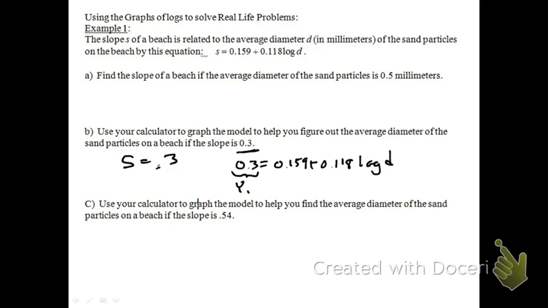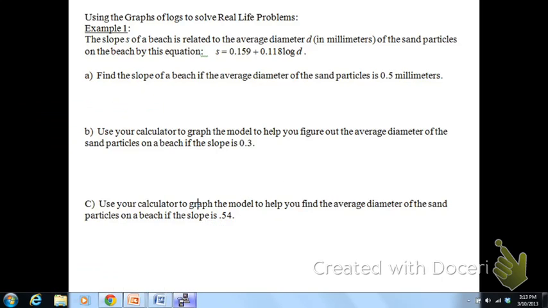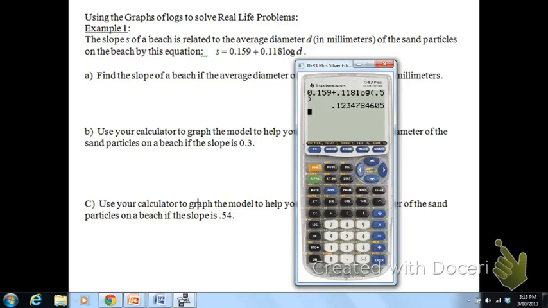Let's put in y1 as 0.3, and let y2 be this expression, and I'm going to see where these two curves intersect. Let's grab our graphing calculator and do that right now. I'm going to go to y equals, and let y1 be 0.3. For y2 I'm going to type in 0.159 plus 0.118 log of d, which I can't type in a d, so I'm going to type in an x.